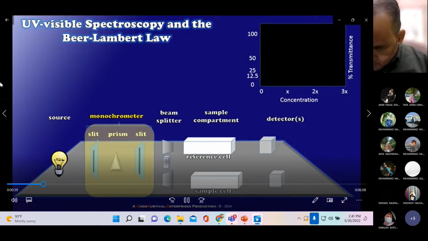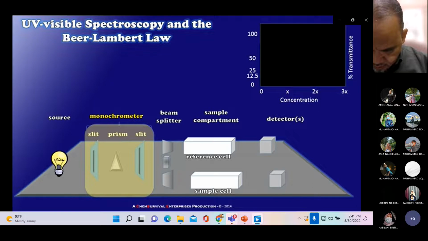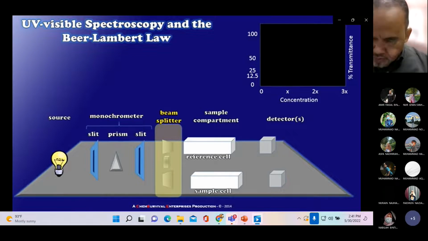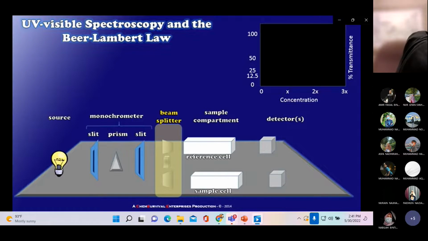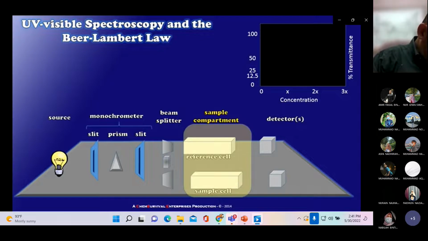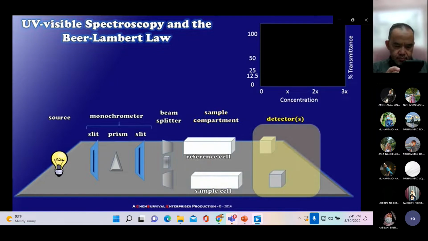The next device in line is what's known as a monochromator, which is two slits which are separated by a prism or a diffraction grating. The next element of our spectrophotometer is what's known as a beam splitter, which divides a beam of light into two equal parallel beams of light. Next is the sample compartment, which contains cells for both a reference and a sample. And finally, detectors, which are devices that convert the impact of photons into electrical current that can be monitored by a computer.